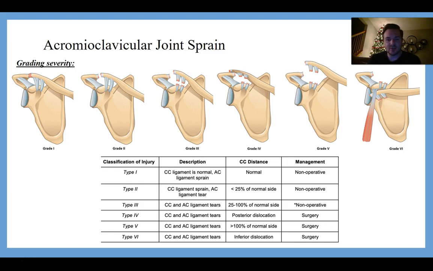And then number 6 is an inferior dislocation, which actually tears through some of the pec minor and the biceps tendon, and it's just a nightmare. I've never seen one in real life. I talked to a doc. He said he's never seen one, but these are going to be like car accidents. People have much more going on, and yeah, it's just a bad situation if you're a grade 6.